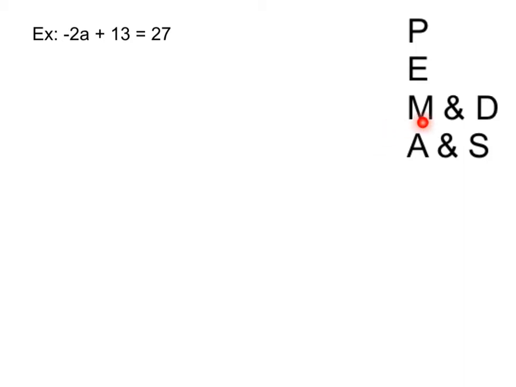So we want to start with adding or subtracting away from the variable. First, you need to identify where the variable is in your equation. In this case, my variable is a, and it's right here. So I'm going to look at the left side of the equation because the left side of the equation is, in this case, the side of the equation that has the variable. So I want to see if I can add or subtract away from the a. What is being added or subtracted to the term that has the a?